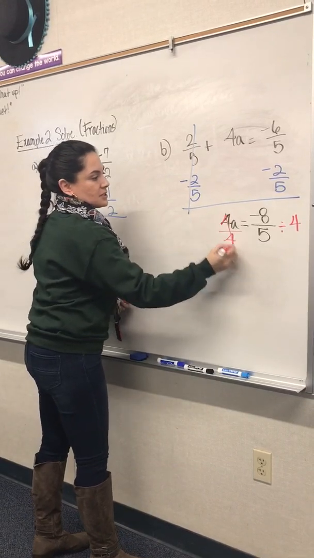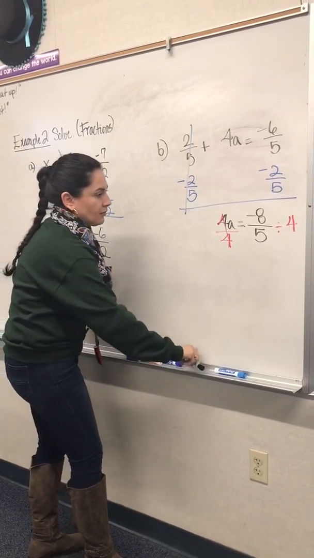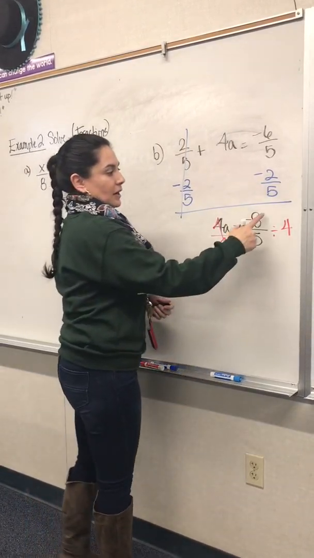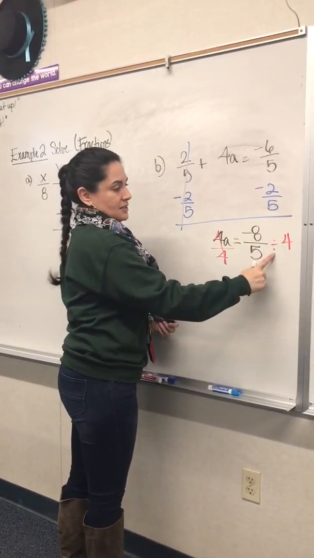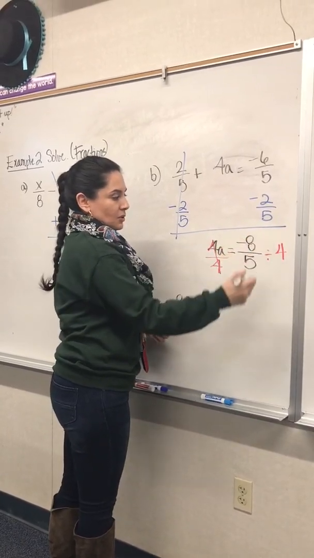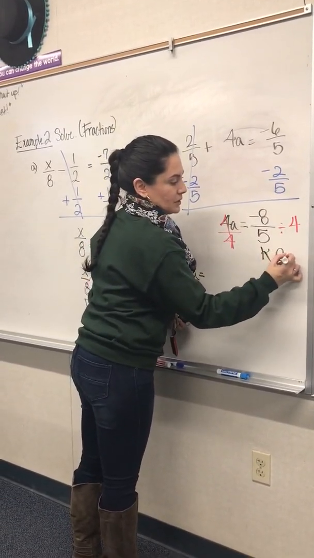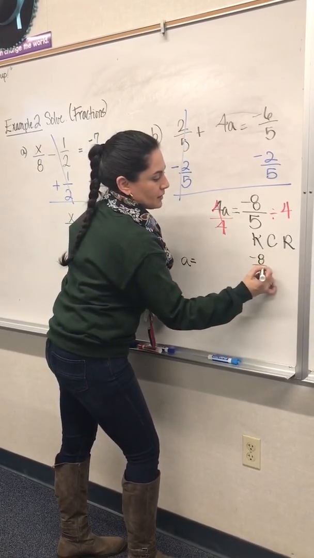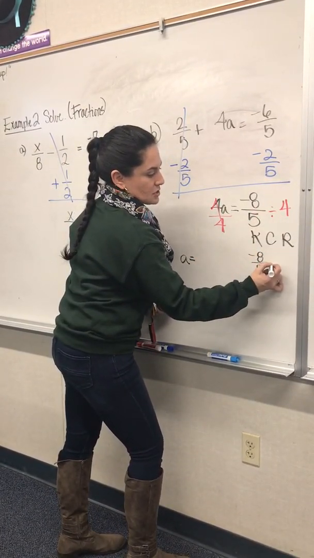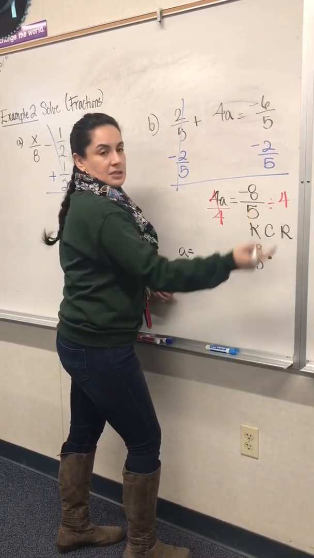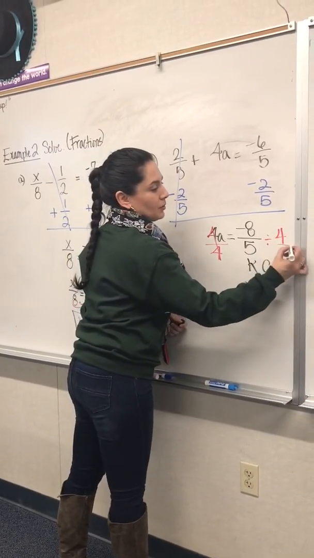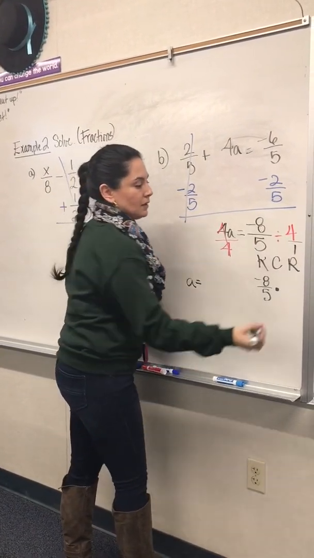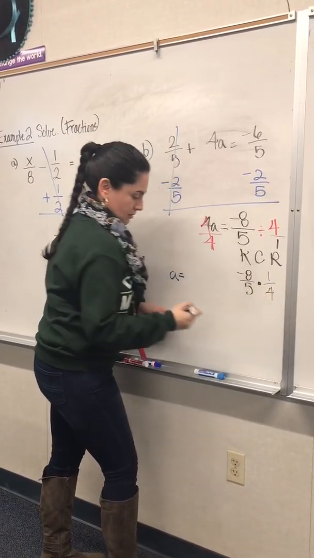So this creates a giant 1. I have a equal to, now I have a fraction divided by a whole number. So you have to remember, keep, change, reciprocal. So I'm going to keep -8/5. Division changes to multiplication, and I'm going to take the reciprocal of 4, which is over 1 because it's a whole number. So reciprocal, we flip it, and it's going to be 1/4.